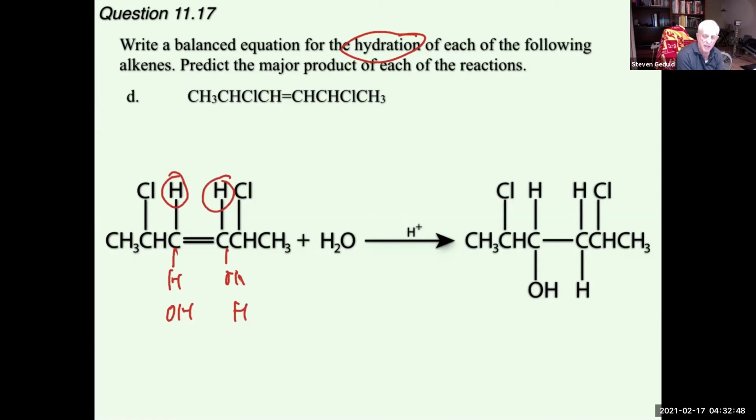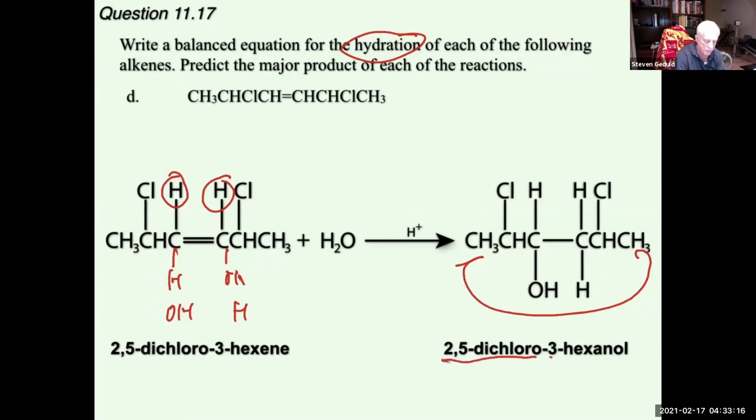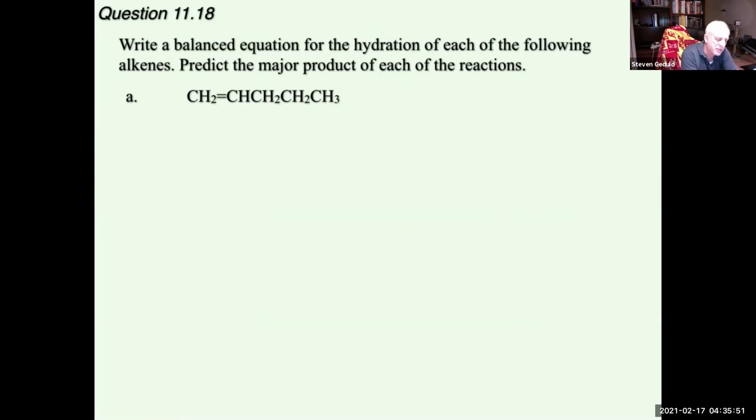But if you look at it, no matter where I add the H and the OH, it's the exact same compound. I can just take this end and flip it around over to here, and it's going to become the exact same thing. The OH is going to be on the left. It's all single bonds, so I can rotate it. It's the exact same compound. So there's only 1 compound formed for this one. You have 2,5-dichloro-3-hexene, and you end up with 2,5-dichloro-3-hexanol, with the OH group at the number 3 position.